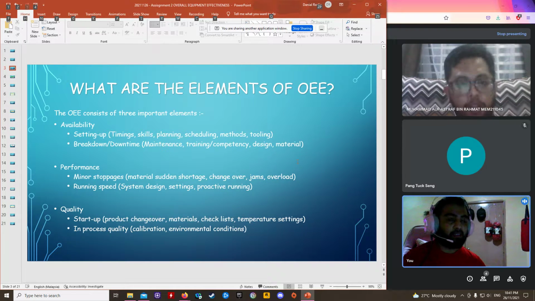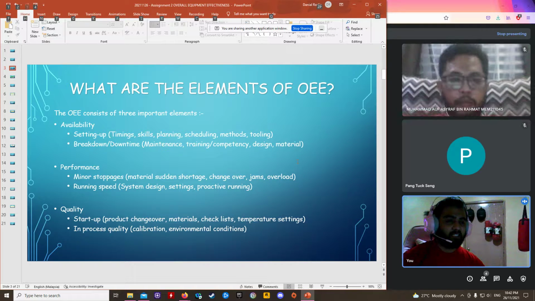And the second factor is the performance. For the performance of the manufacturing plant, sometimes we have a minor stoppage when we have a shortage of material, and then we have a change of shift. Sometimes the conveyor is stuck or jammed, and then we also have running speed. Sometimes the running speed is not optimized, therefore the system design itself is not running at the best performance that it can. The third factor is the quality.